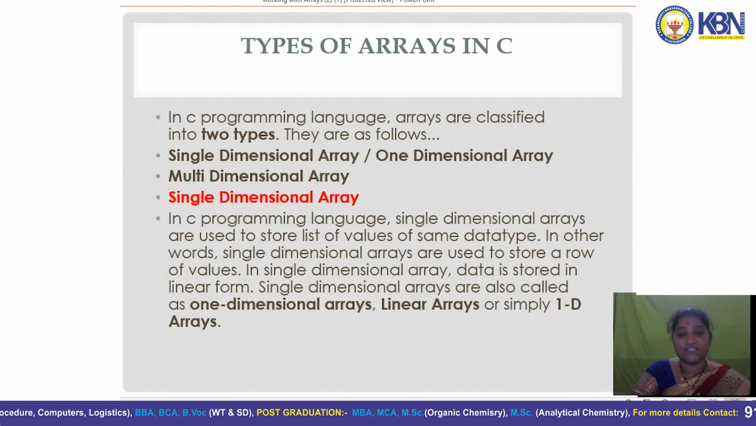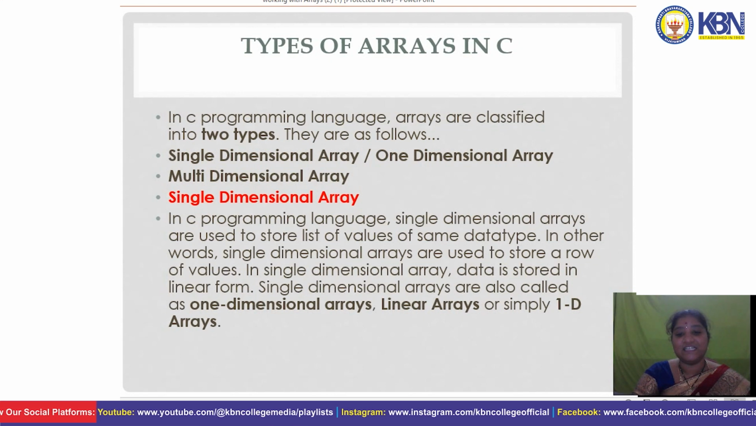And now, what are the types of arrays in C? There are 2 or 3 types of arrays in C: the single dimensional or one dimensional array, the two dimensional array, and the multi-dimensional array. You know what a single dimensional array is? Single means once. Single means one.